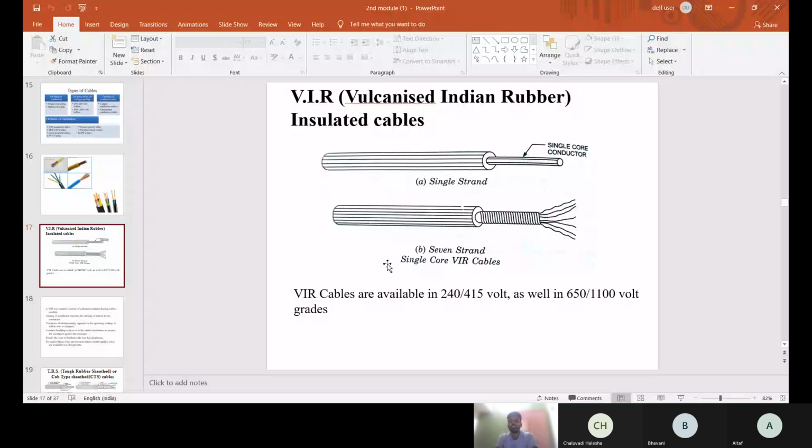VIR cables are available in 240 or 415 volts as well as 650 or 1100 volts. That is, for normal voltage levels, the cable is of 240 or 415 volts, and for higher voltage levels, it is 650 or 1100 volts.